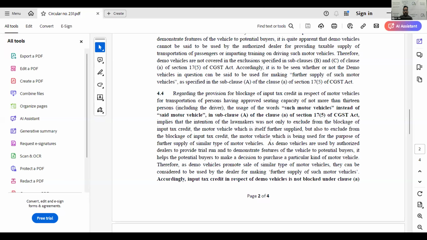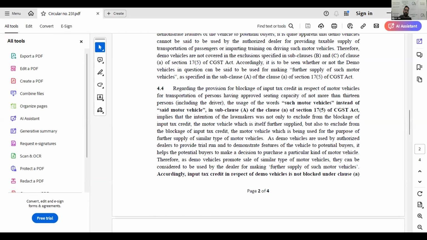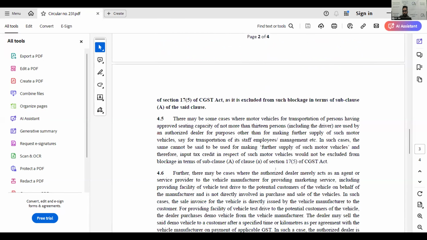As demo vehicles are used by authorized dealers to provide trial runs to demonstrate features of the vehicle to potential buyers, it helps the potential buyers to make a decision to purchase a particular kind of motor vehicle. Therefore, as demo vehicles promote sale of similar type of motor vehicles, they can be considered to be used by the dealer for making further supply of such motor vehicles. Accordingly, input tax credit in respect of demo vehicles is not blocked.